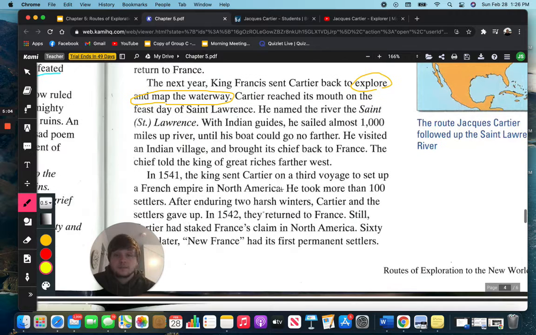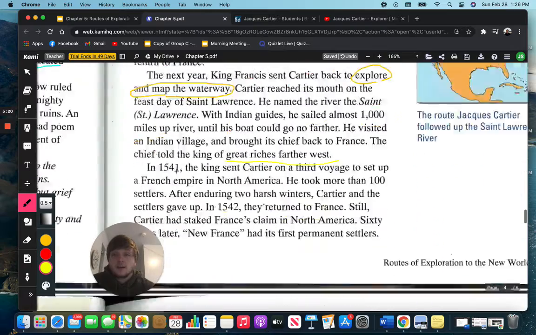He visited an Indian village and brought its chief back to France. The chief told the king of great riches farther west. So he wanted some great riches that were further west here.